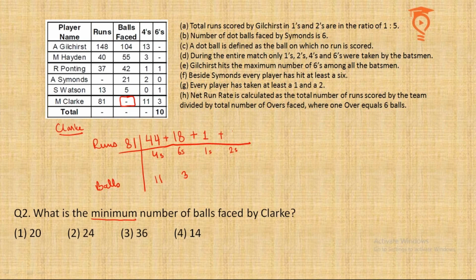So 19 runs were remaining. The remaining 18 runs would be made by doubles. So that means one ball faced with singles and 9 balls with doubles. And let us take 0 dot balls, with which we get the minimum number of balls faced by Clark as 24. So the second option, 24, becomes the answer to the question.